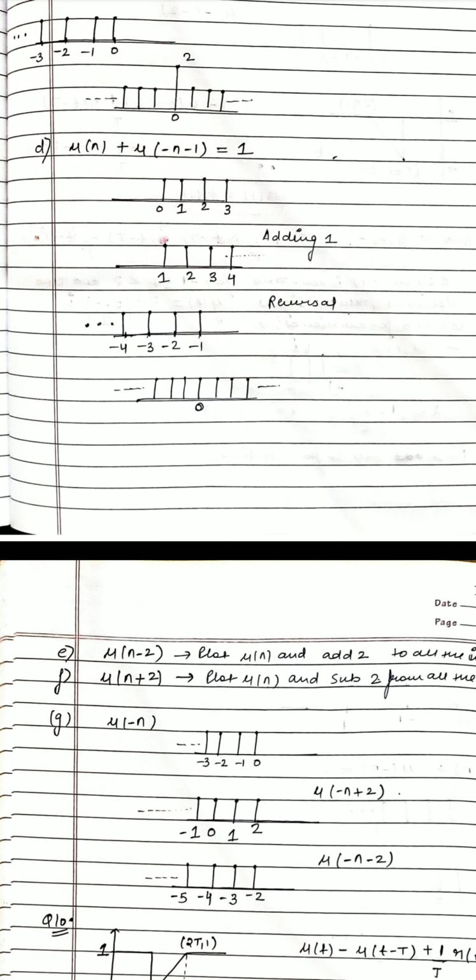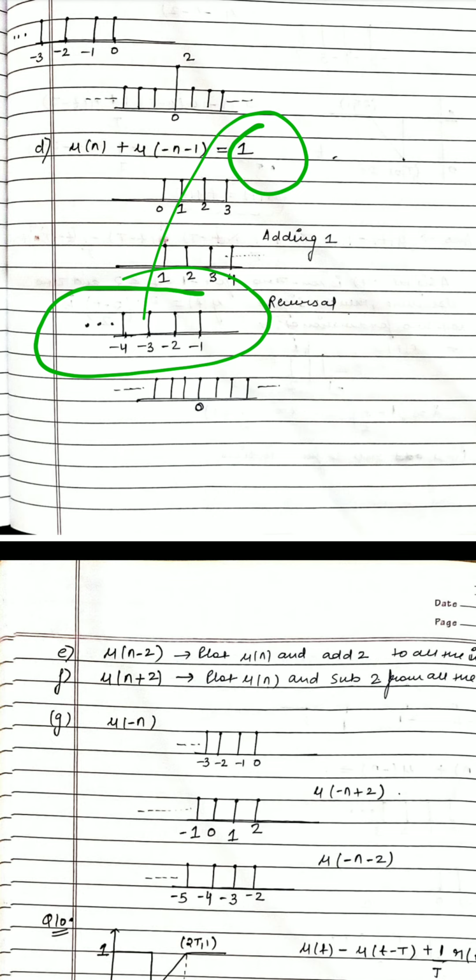u of n plus u of minus n minus 1 is equal to 1. We have to prove it. How? u of n starting from 0 to infinity. For u of minus n minus 1, first draw u of n, then add 1 to it. We will get a signal somewhat like this. And then reverse it. We will get a signal somewhat like this. When we add these signals, we will get 1.